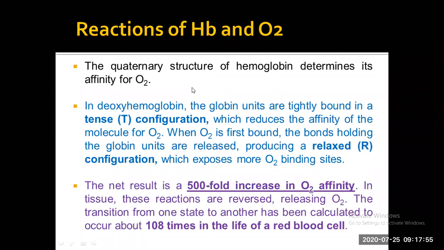So when hemoglobin is synthesized, it can carry oxygen for almost 120 days only. The red blood cell, which is found in your bone marrow, will survive only 120 days and carry oxygen. In 120 days, it can transform its configuration 108 times. So each hemoglobin in an RBC can do this work only about once a day. As we have a lot of hemoglobin in our body, it can carry oxygen in this way. This is the tense configuration to the relaxed configuration. By changing these configurations, hemoglobin carries oxygen.